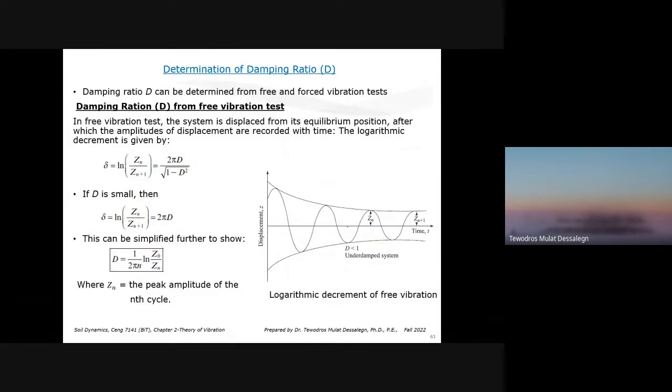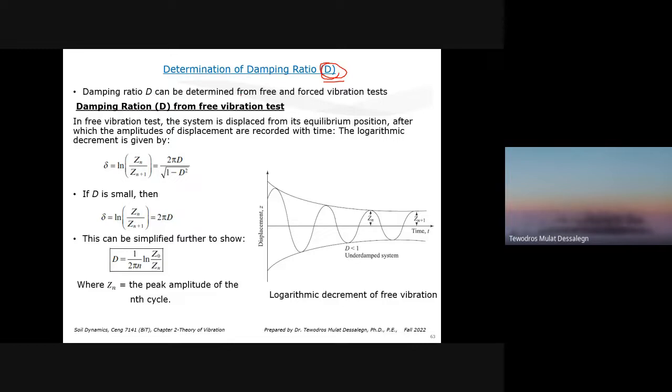Determination of damping ratio. Now, this is one thing we want to find either in the lab or from field tests. What is the damping ratio? This is a constant. And we have different materials, can be concrete, steel, or soil. We need to know what the damping ratio is to find the dynamic properties.